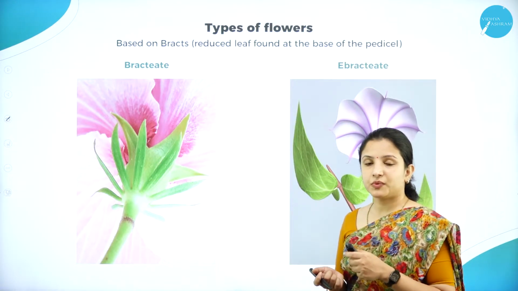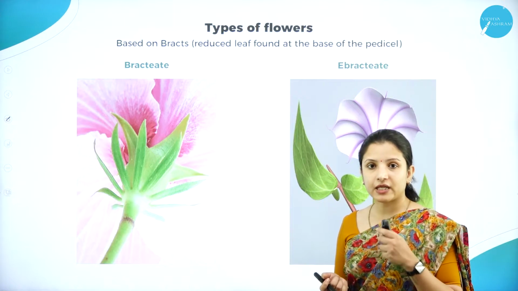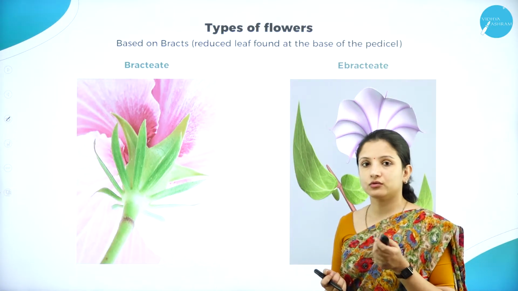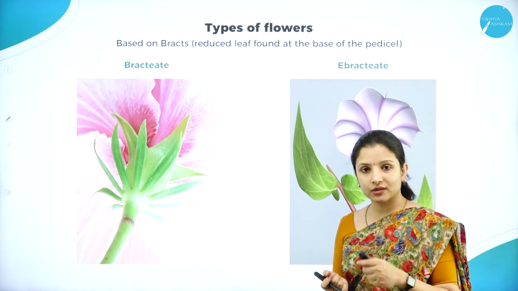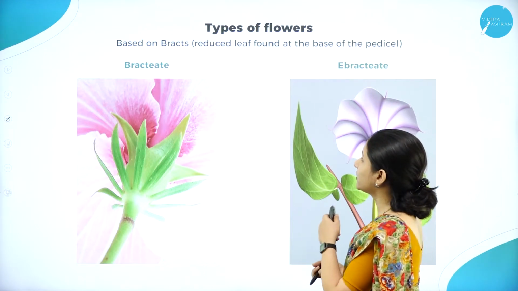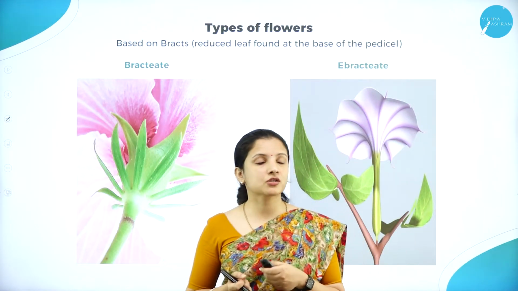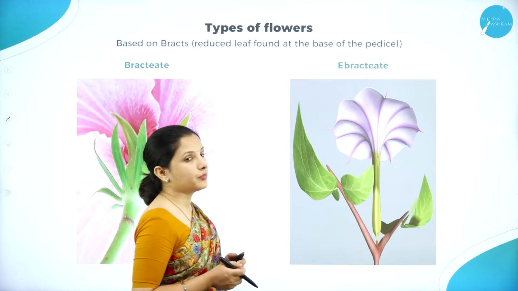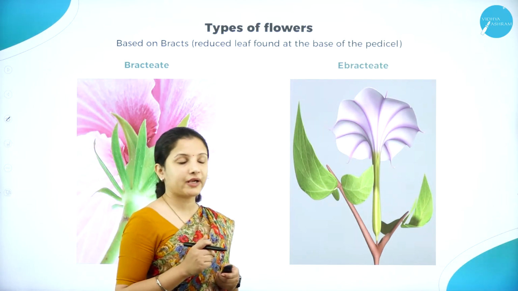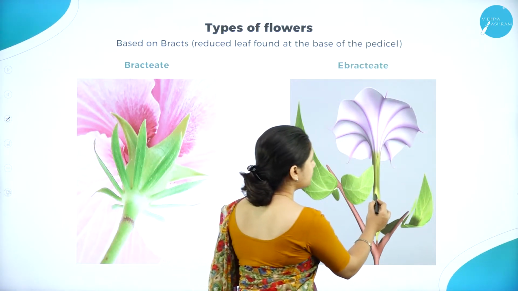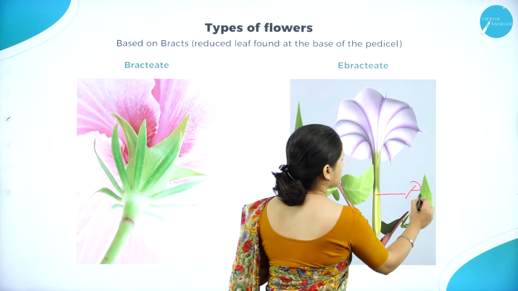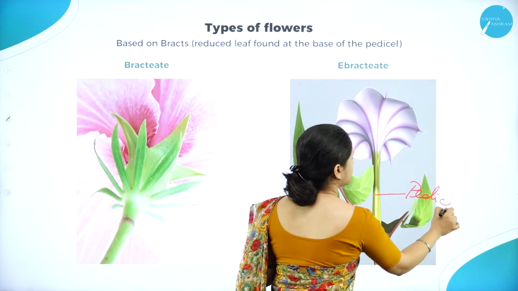So what are these bracts? Bracts are leaf-like structures, but are they leaves? No, they are not leaves. They just look like leaves. They are nothing but the reduced leaf-like structures found at the base of the pedicel. So what is the pedicel? The pedicel is the stalk of the flower, or this is the pedicel.